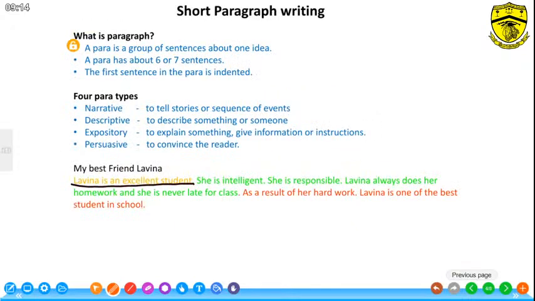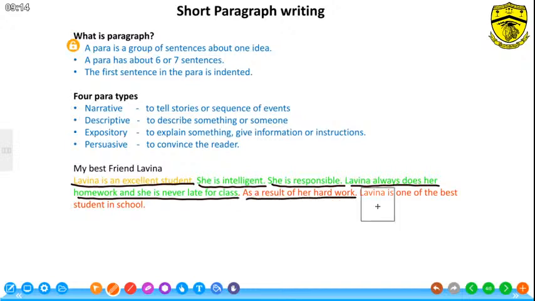She is intelligent, she is responsible, Lavina always does her homework and she is never late for school. These are the supporting sentences explaining the friend Lavina. Because of that, we have to conclude that as a result of her hard work, Lavina is one of the best students in school. Right, here is the topic sentence.